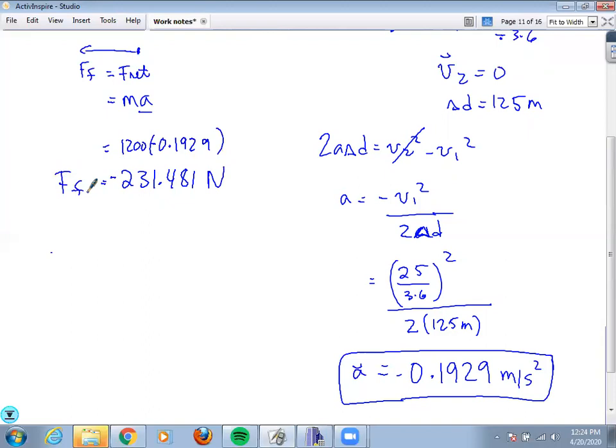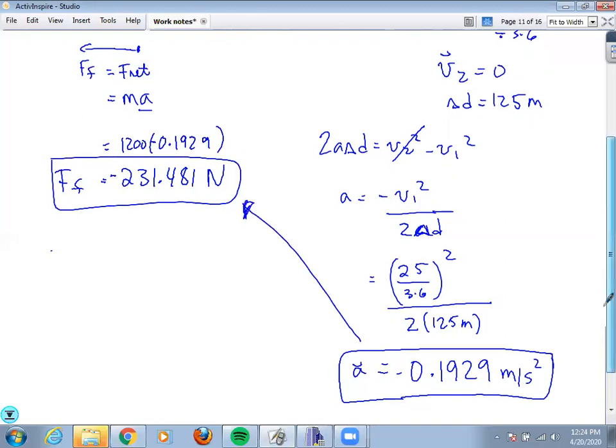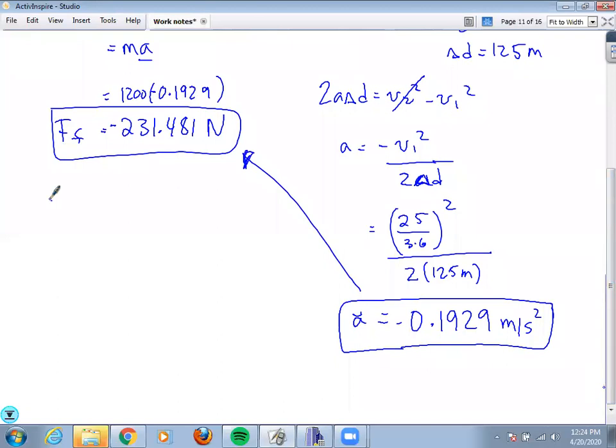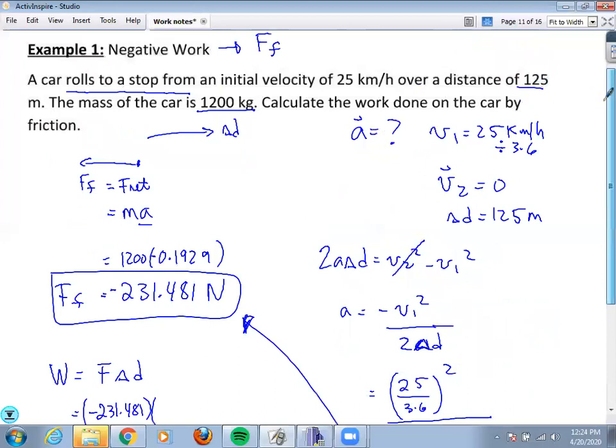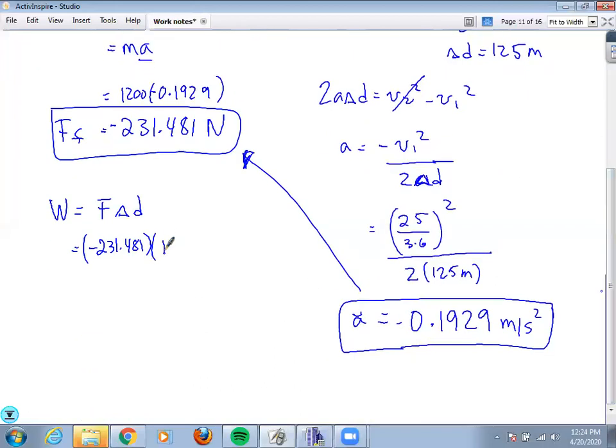Okay, so we've got our force of friction from our acceleration, right? Simple dynamic situation. Now we can calculate the work done by friction. So the work done by friction is going to equal F delta D. So that's negative 231.481 newtons. And I believe it rolls to a stop over 125 meters. So our delta D is 125 meters. And we can get our answer there.